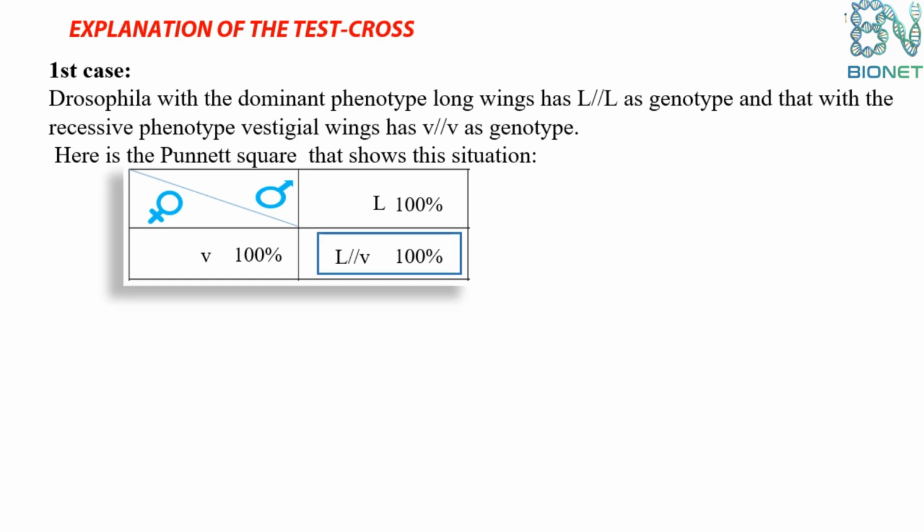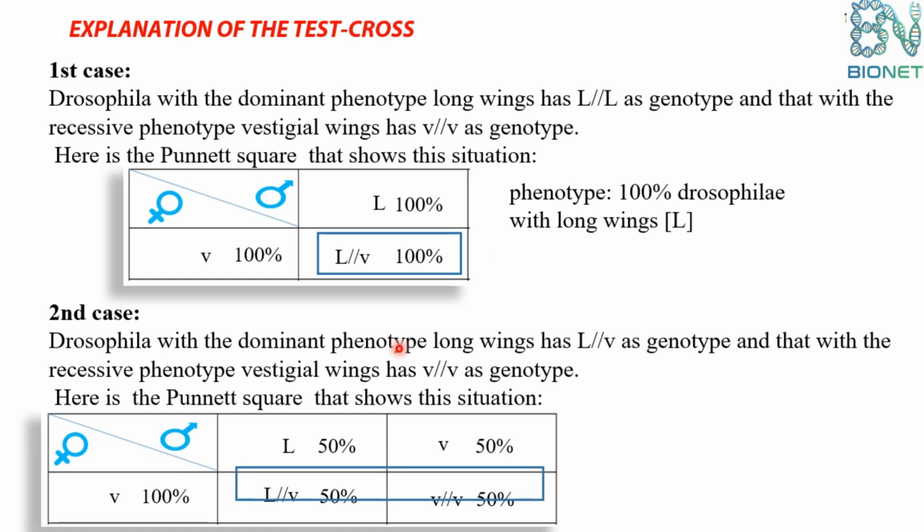In the first case, the dominant parent, the parent with dominant phenotype, has produced one type of gametes. So all the gametes carry the allele L. The second parent, having the recessive phenotype, also has produced one type of gametes carrying the allele V. So L from the male with V from the female will give the genotype LV. Since L is dominant over V, all the descendants will have the long wings trait.